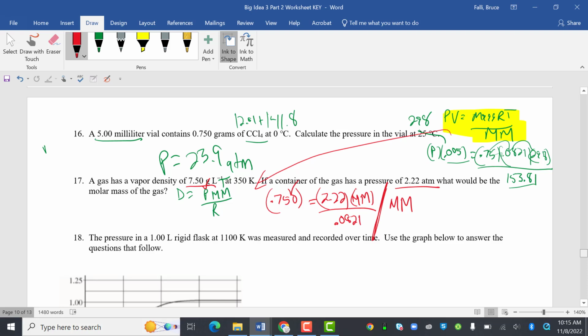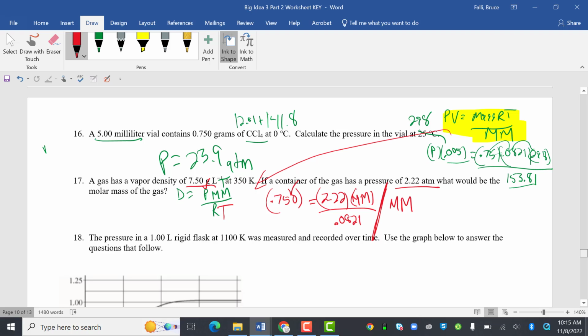So try that again. 0.75 times 0.0821 divided by 2.22, 0.027. So PMM, there it is, over RT. This is what I get for not running my equation properly. I forgot to put the T in there.